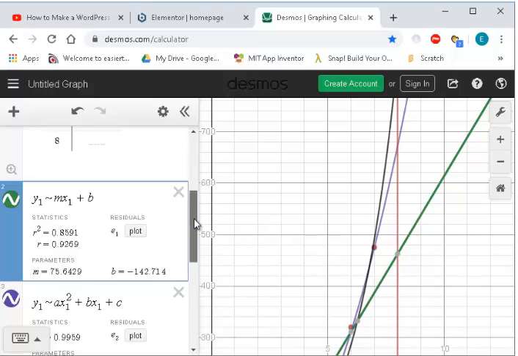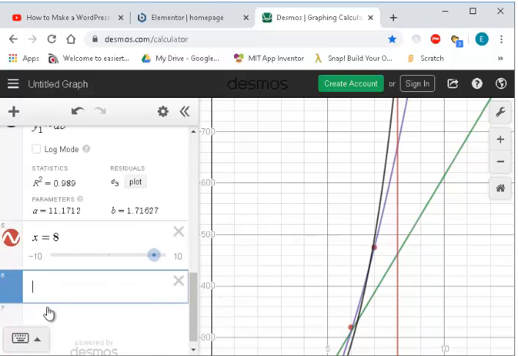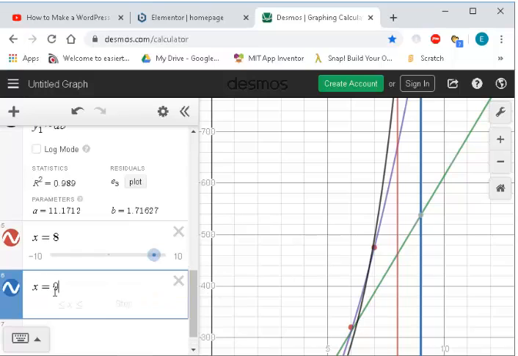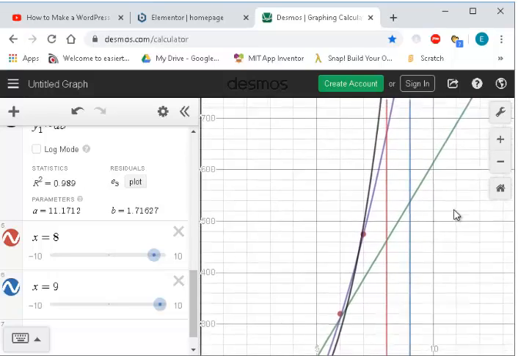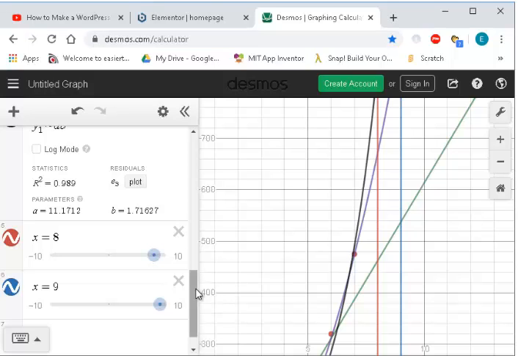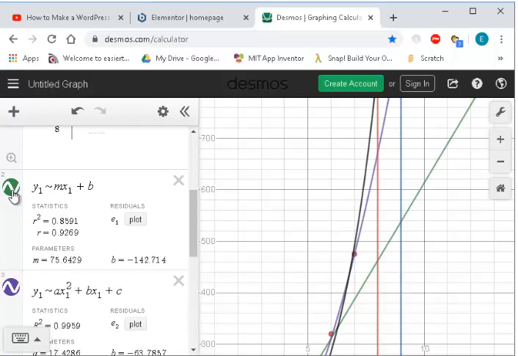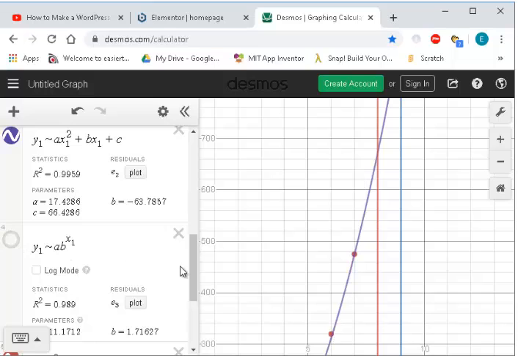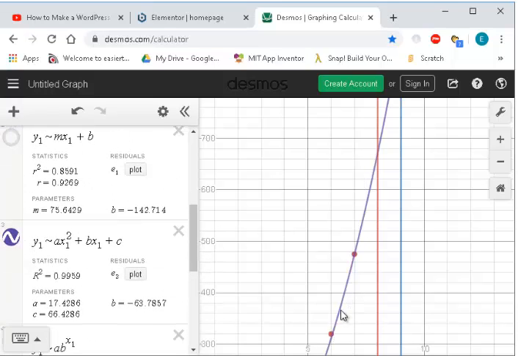For 9, I'm going to go down here and plot x equal to 9. This is the line x equal to 9, and you can see that the value of the mass is 538. The same, let's look at, for instance, the exponential one. Before I do that, let me turn off the line now. So the line is gone. And also let's turn off the exponential so we can see only the quadratic here.